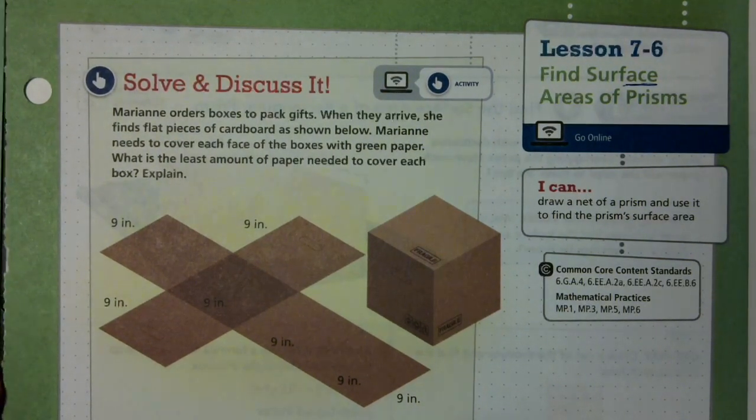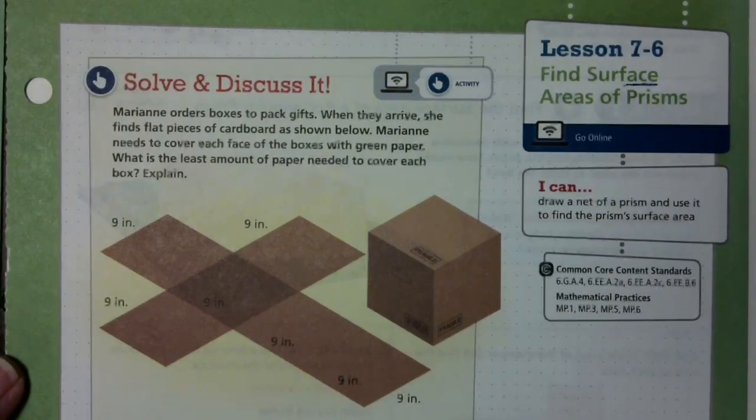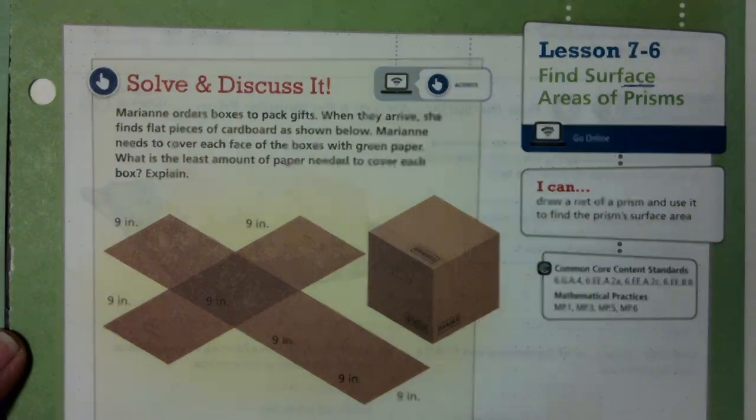So Marianne orders boxes to pack gifts. When they arrive, she finds flat pieces of cardboard as shown below. Marianne needs to cover each face of the box with green paper. So what's the least amount of paper needed to cover each box?